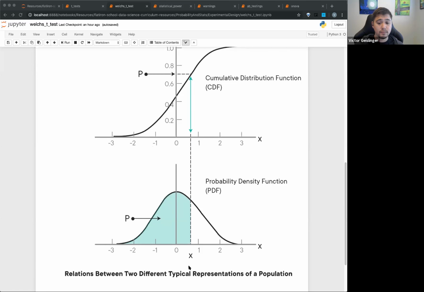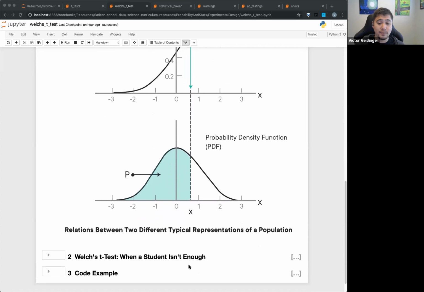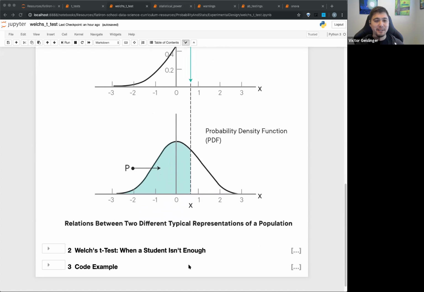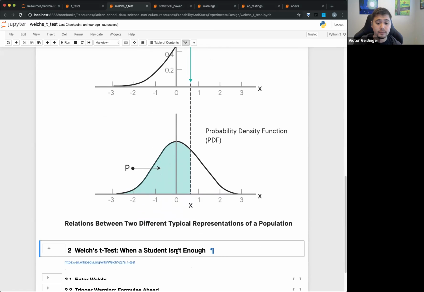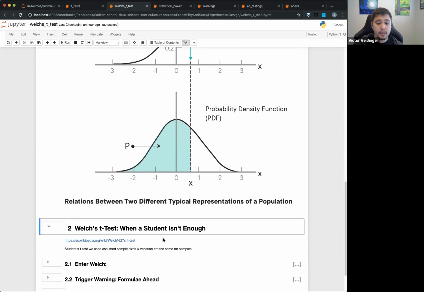Okay, cool. All right, so having reviewed a little bit of t statistics and hypothesis testing, now we can say, okay, Welch's t-test. Welch's t-test is going to be pretty much like the student's t-test we just saw, except we're going to calculate the t statistic differently, and it's going to be a slightly different t distribution. Okay, so there's a little Wikipedia article here.